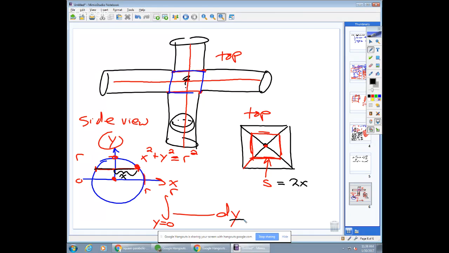X squared plus y squared equals r squared. Yeah, that's the connection between x and y. So if I just solve that for x, bring the y to the other side, we'll get r squared minus y squared, and then we'll have to take the square root. So x is equal to plus or minus the square root of r squared minus y squared.